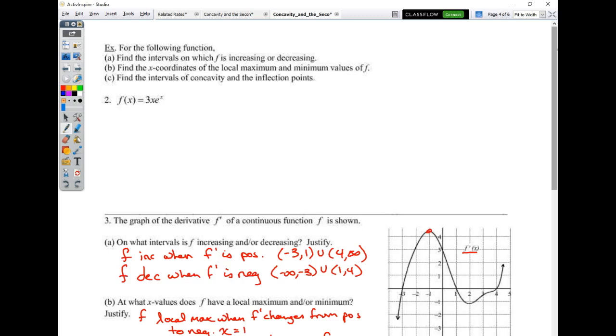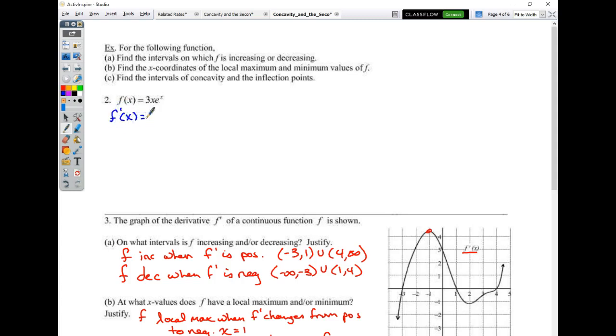If you want to figure it out first and then try to watch the video on it later, that's fine as well. So I'm going to go ahead and take care of that. So this says f of x is equal to 3x e to the x. This is the same thing. Find where f is increasing, decreasing, local max, min, and concavity. So step one, let's do f prime of x.